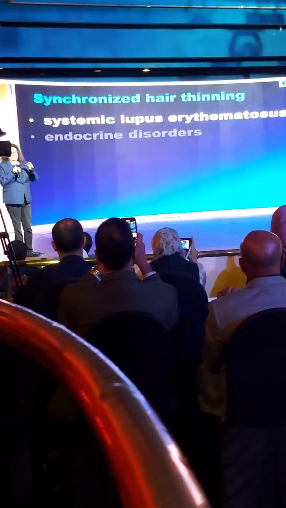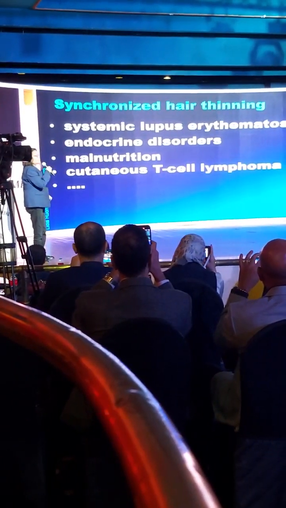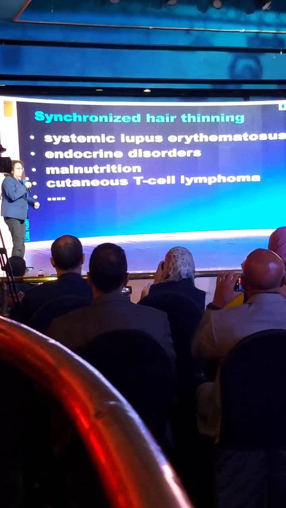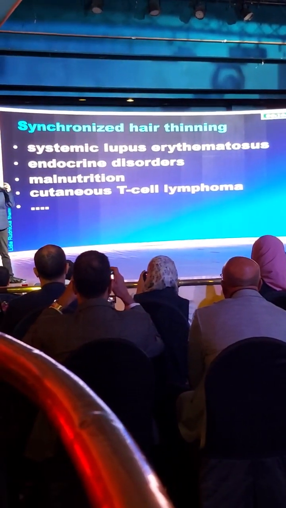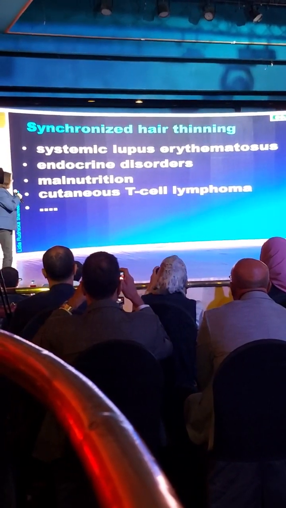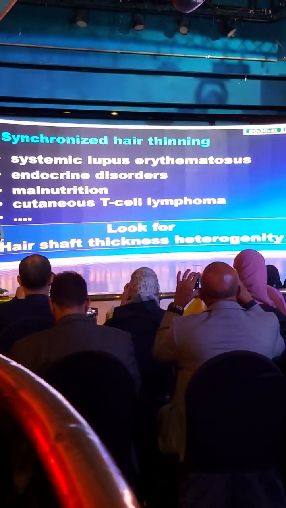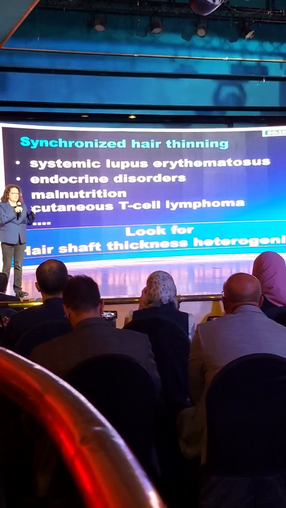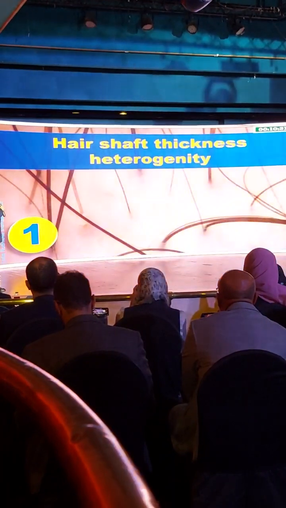Just as a differential diagnosis of androgenic alopecia, the synchronized hair thinning will be present in several systemic diseases, in malnutrition, in deficiencies, and also in cutaneous T-cell lymphoma, and in many diseases which are induced by endocrine diseases. So it is not unusual to have hair thinning. But androgenic alopecia is the only disease where we will have non-synchronized hair thinning, and this will appear as hair shaft thickness heterogeneity in trichoscopy.